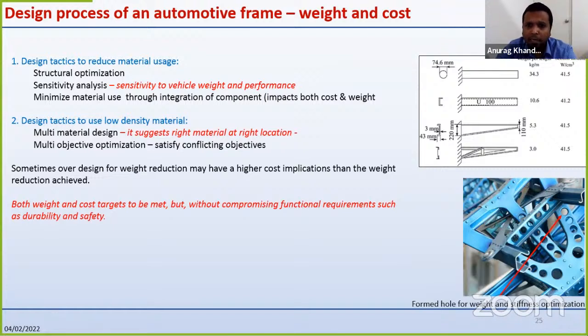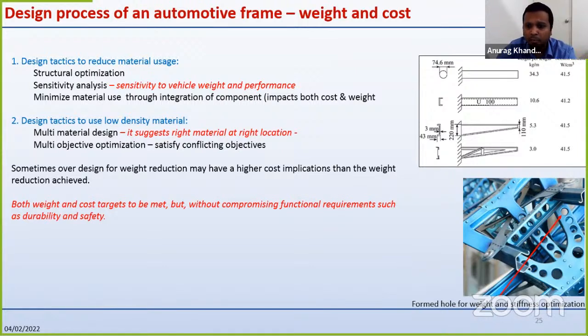One more way to do weight reduction is multi-material design. It suggests the right material at the right location. Where there is a high strength requirement, we can use a material which is strength relevant, and where there is a stiffness requirement, we can use materials with high stiffness. There are aluminiums which match steel in strength for some of the requirements. We can also use magnesium or aluminium for strength specific requirements.